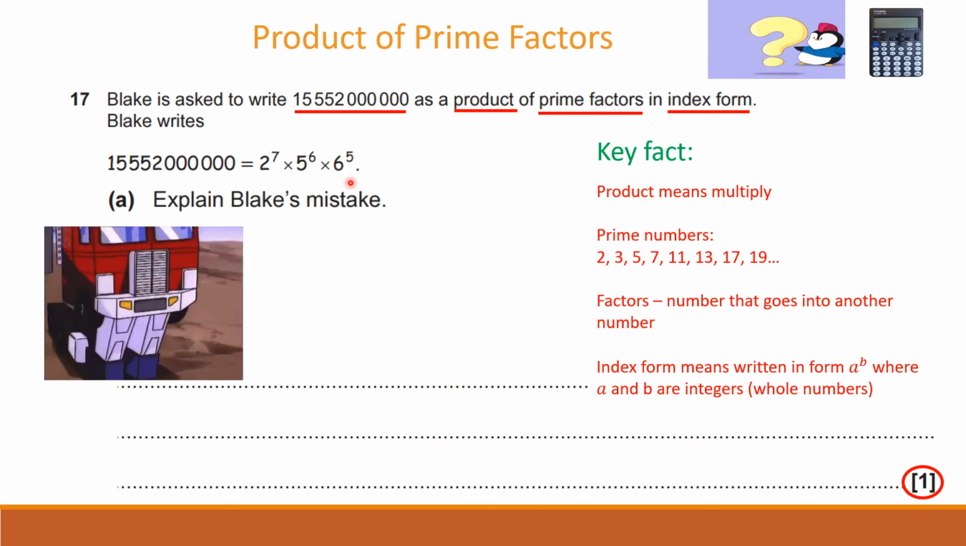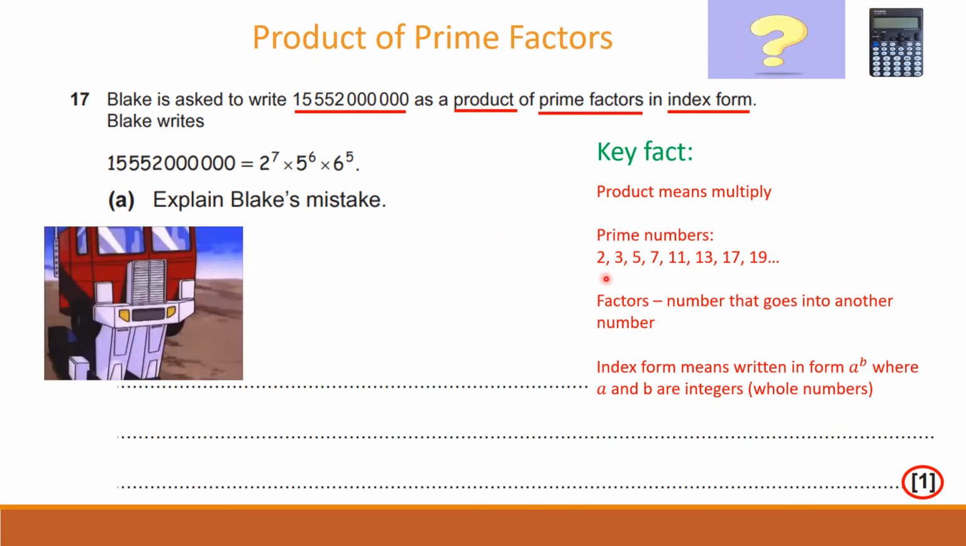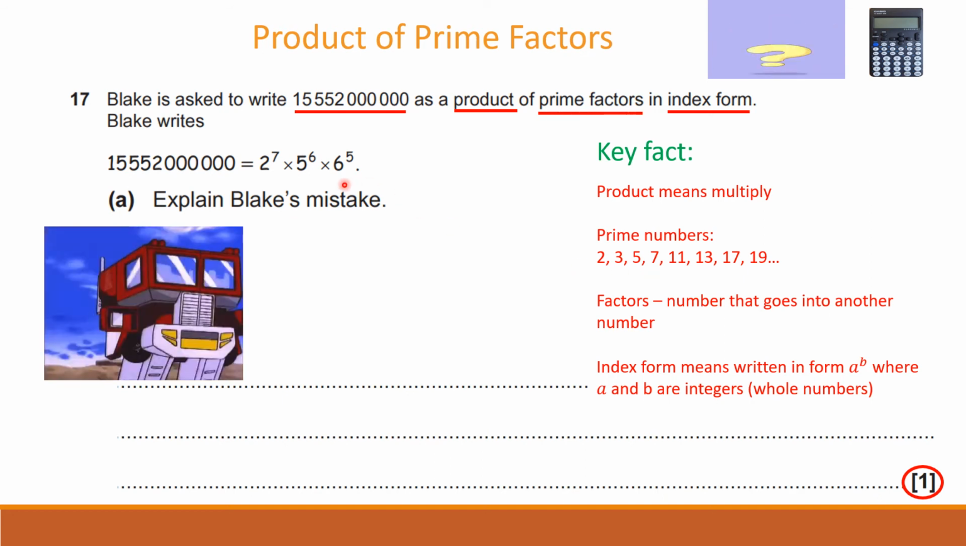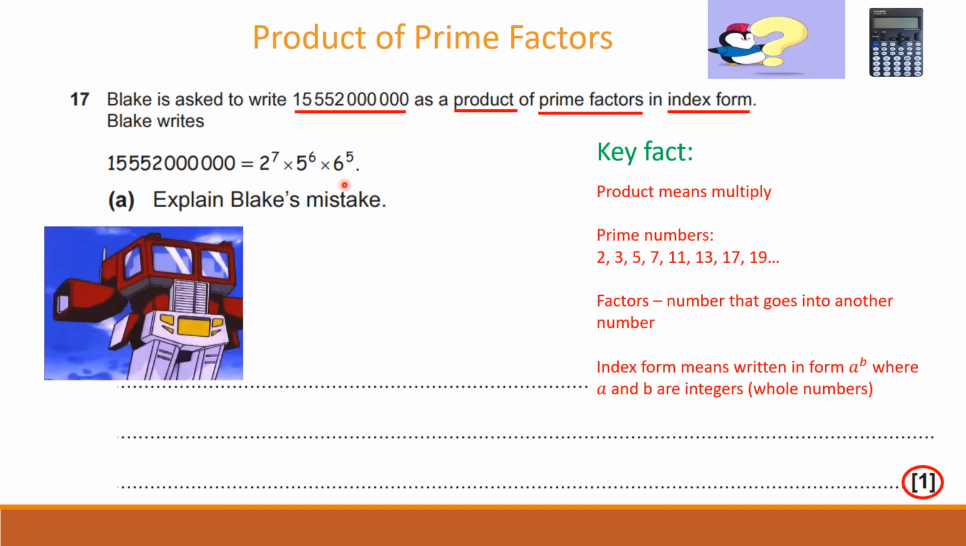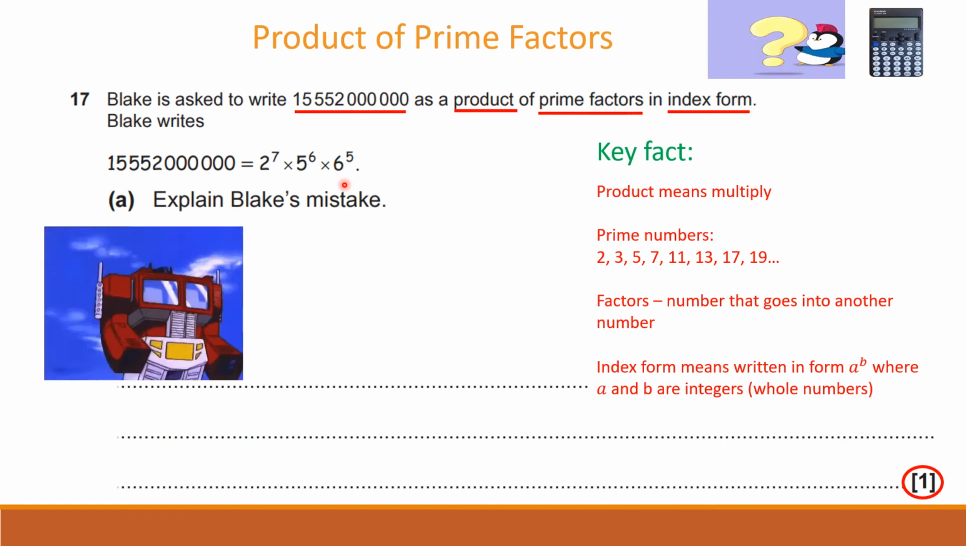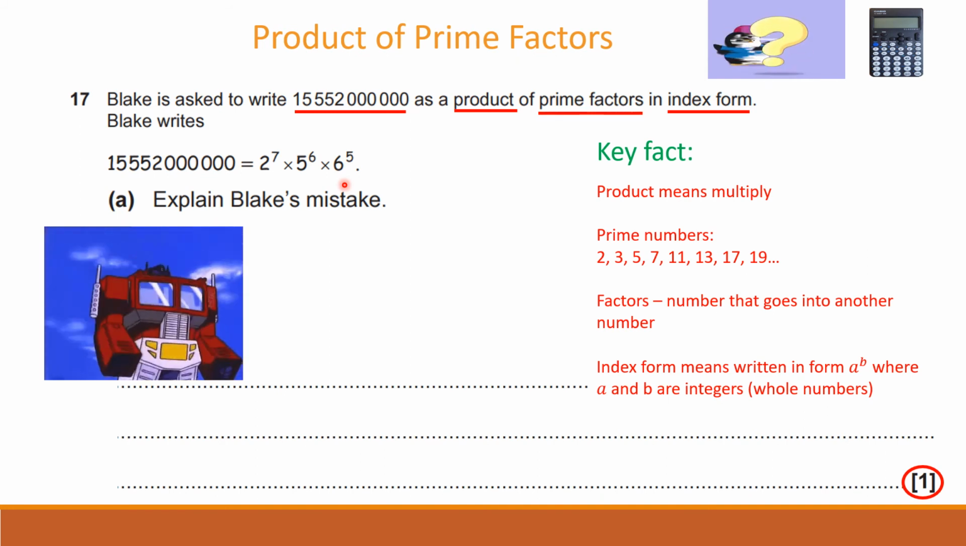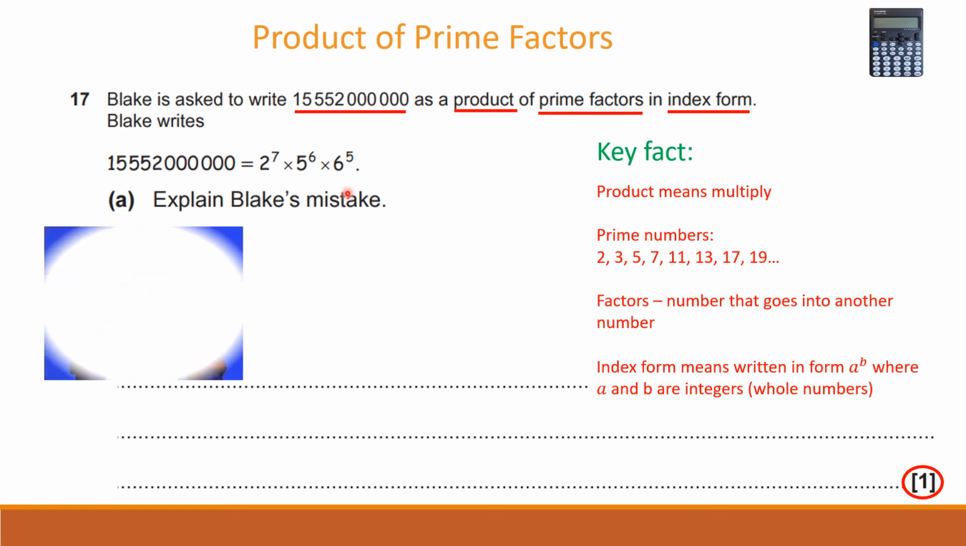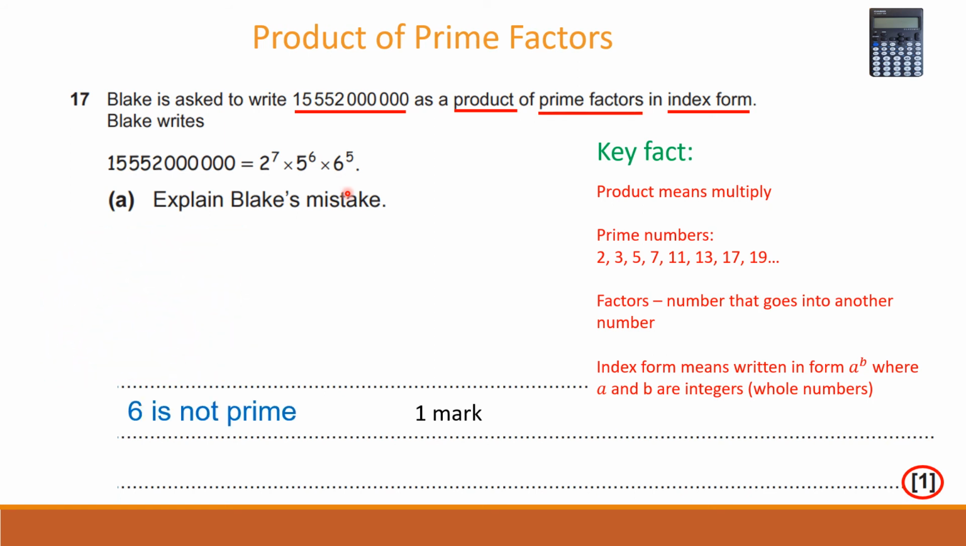Got 6. Look along here. It goes 2, 3, 5, 7. 6 is not a prime number. 6 can be divided by 1, 6, 2, and 3, which means that 6 is not prime. So for 1 mark, okay, you will get the answer of 6 is not prime, and that will give you your answer mark for 1 mark.